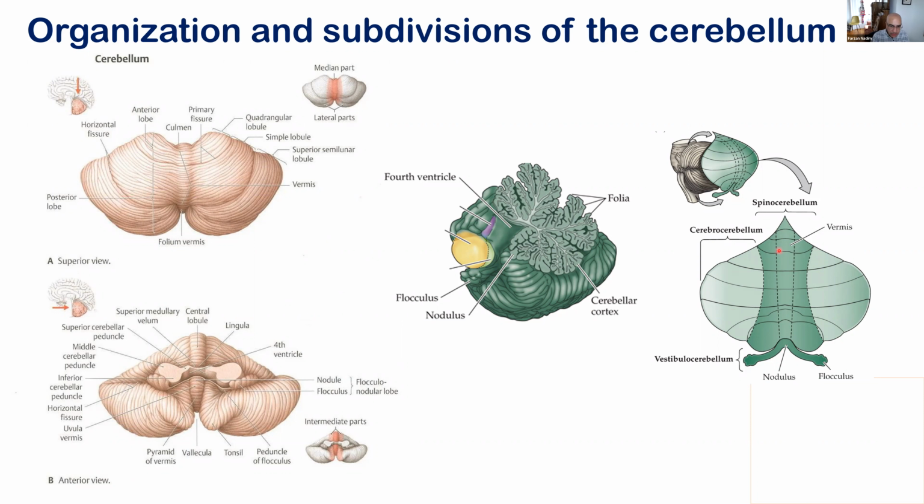Then, in addition to the spinocerebellum and cerebrocerebellum, there's a part in the back here, which I referred to as the flocculonodular lobe. This is the flocculus, and this is the nodulus in the center. So the flocculus is the two sides.